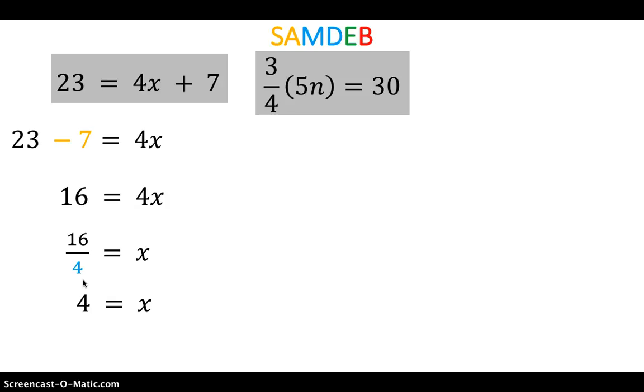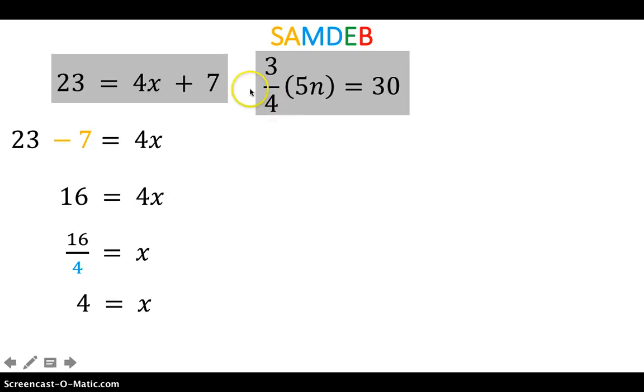Okay. Another example where we have to use SAMDEB. So once again here you can see n is totally not by itself. There's a 5, a 3, and a 4 all on the same side of the equation as n. So that means we need to get rid of the 3, the 4, and the 5. There's a few ways you can do this. For me, because I know that a lot of people don't like fractions, I like to get rid of the denominator first because that helps get rid of the ugliest part of the fraction first.